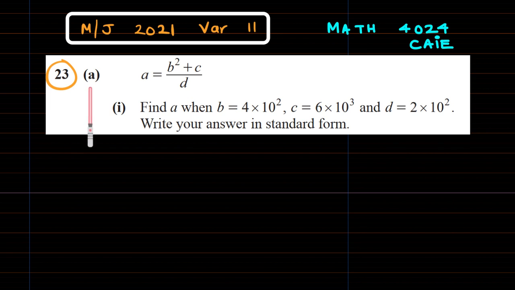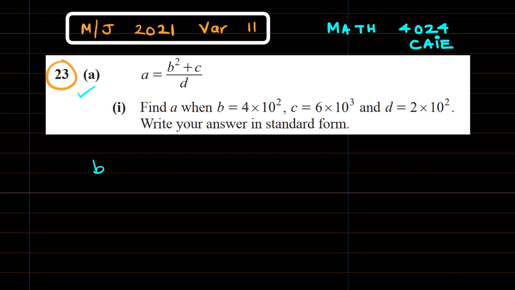Now let's focus on the first part, which says find A when B equals 4 multiplying with 10 raised to power of 2, C is 6 multiplying with 10 raised to power of 3, and D equals 2 multiplying with 10 raised to power of 2. So let's get started with this question.